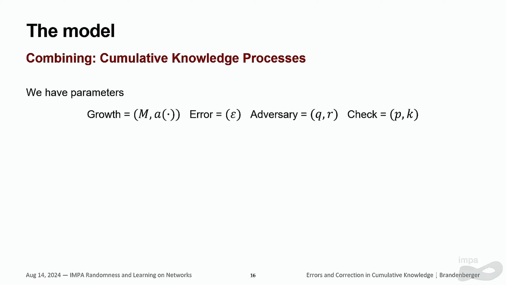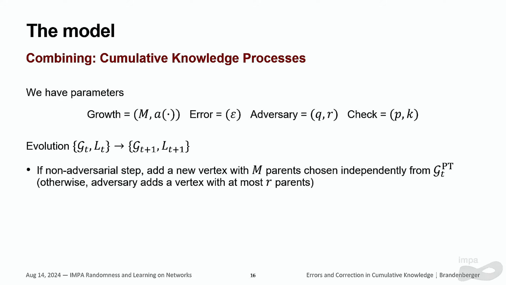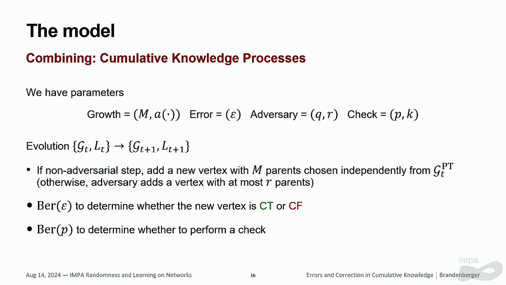Okay, so combining all of these parameters, at every step, if you're non-adversarial, you add a new vertex according to some attachment probability. You flip a Bernoulli to determine whether it's true or false, CT or CF, and you flip another Bernoulli to determine whether you check. And obviously, if you add a CF node and you check, you just find that yourself, you're false, and you remove yourself, and you're done. Okay.